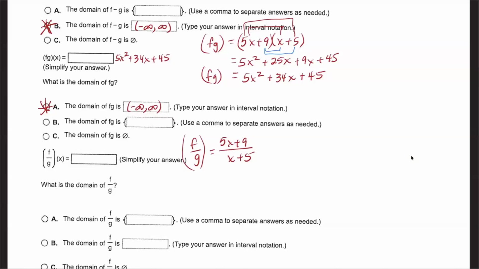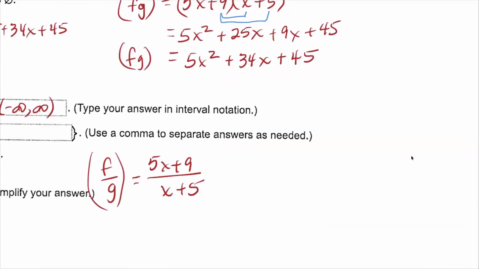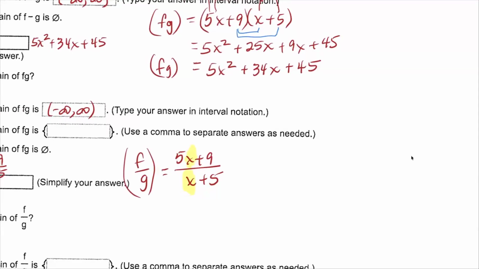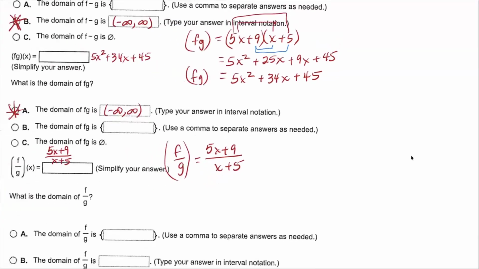5x plus 9 over x plus 5. And no, somebody's itching to try to cancel this x down here with this x up here. You cannot do that. It's not an x and an x. It's a 5x plus 9. That's a whole entity by itself. And an x plus 5. You cannot cancel when you have different terms like that separated by addition and subtraction. So this is as simplified as it can get.